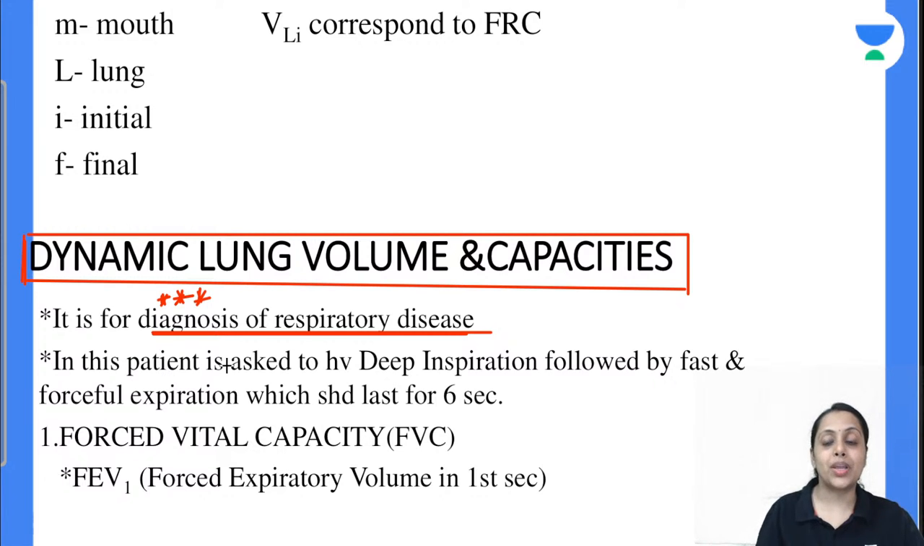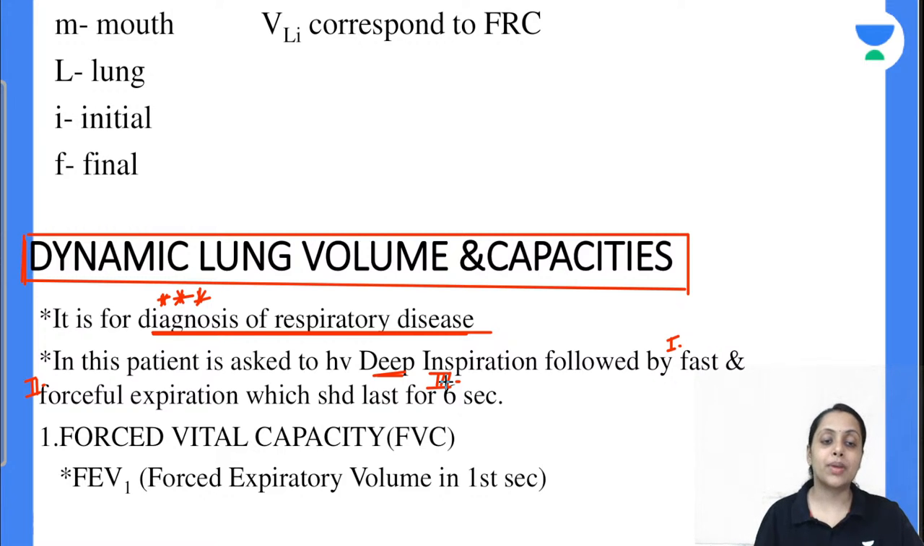In this, patient is asked to have a deep inspiration and now he has to start the expiration, but expiration should be, first point, it should be fast, it should be forceful and it should last for 6 seconds. कैसा होना चाहिए expiration? Expiration should be fast, forceful and it should last for 6 seconds. All three points are important for measuring this forced vital capacity.